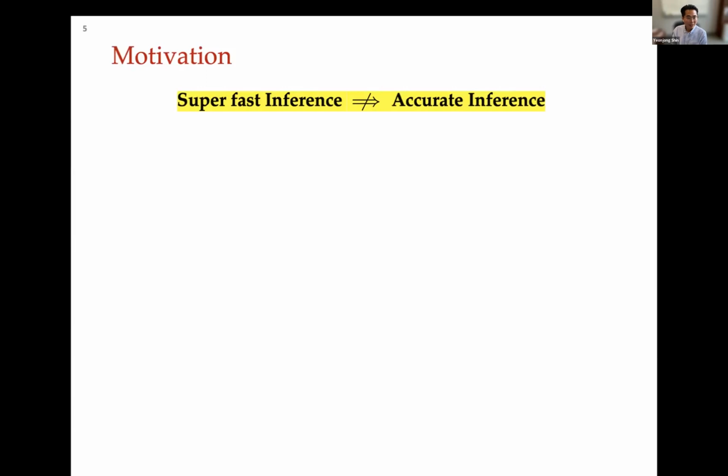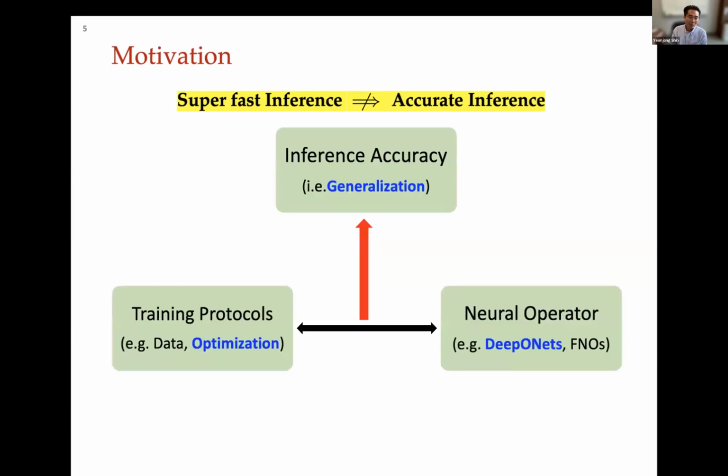And it got me to think that super fast inference does not imply accurate inference. So that was actually the starting motivation of this work. It got me to think, then what are the core components in this operator learning process? In my perspective, the first component should be the neural operator, in terms of a specific neural network-based model for approximating operators, and one of which is the DeepONet, of course, a first place to start.